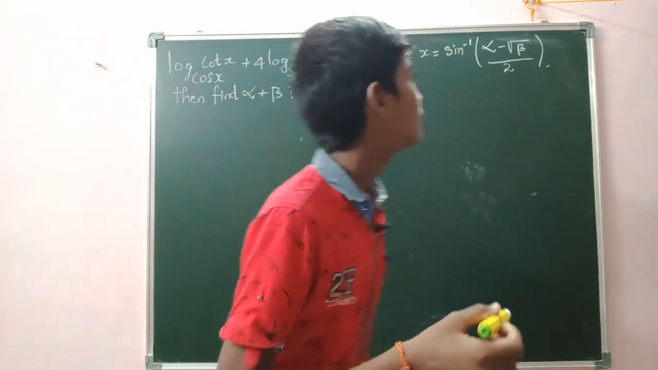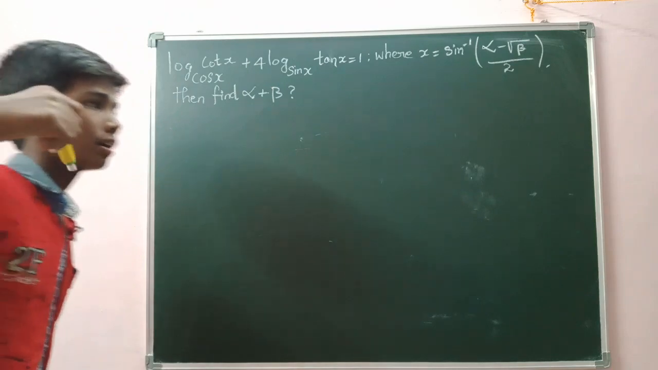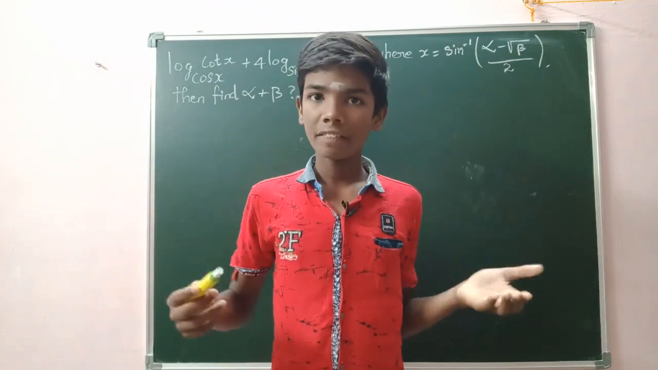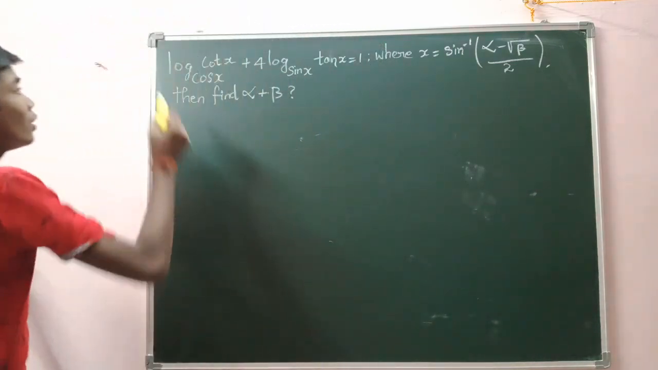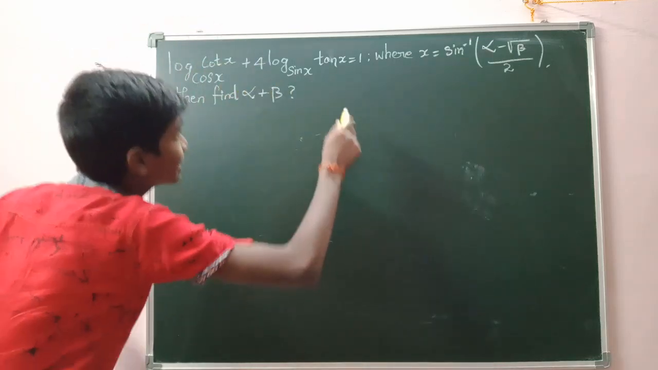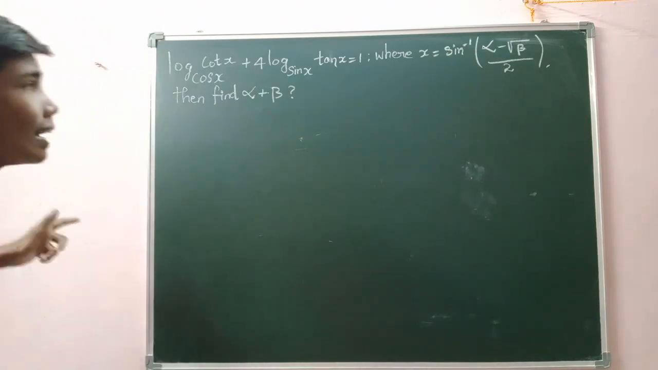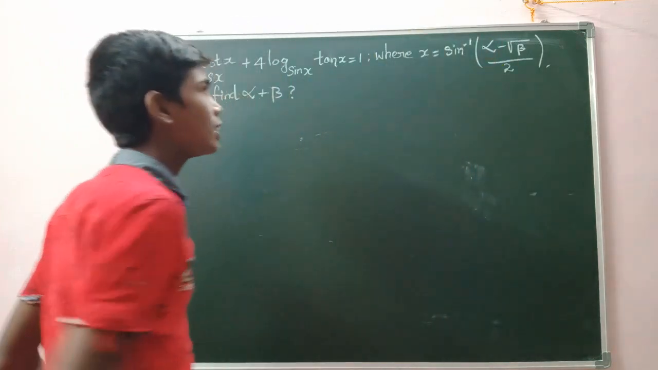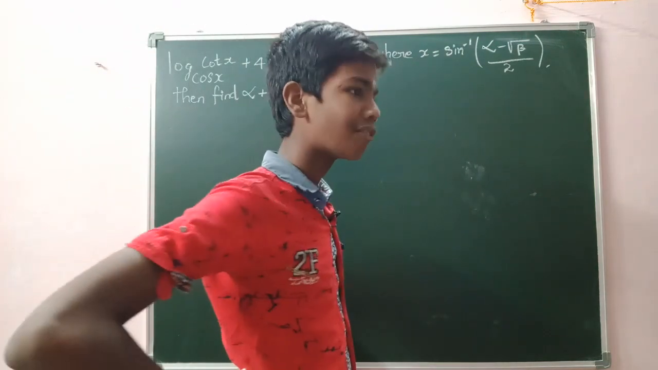So people, just try to understand and observe what is given in the question, and that is what makes you think in a better way. First try to organize it. It is given that log of cot x to the base cos x plus 4 log of tan x to the base sin x is equal to 1. Observe this equation as well as the hint given in the question, where x is sin inverse of some value. So think very carefully.